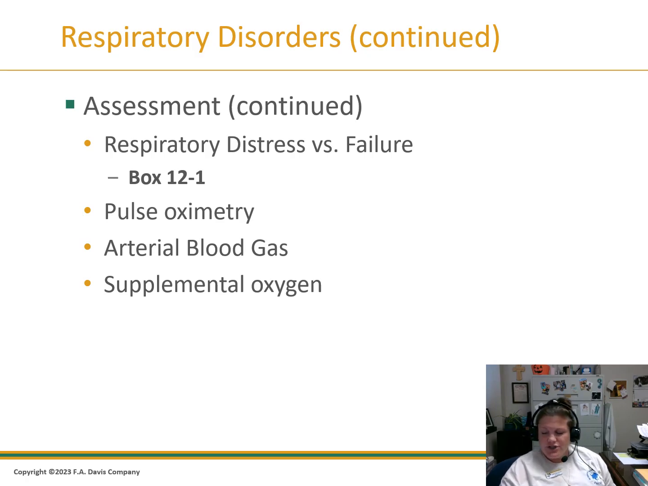I want to draw your attention to a box in the book on page 220. It's box 12.1, and it does a good job of listing out the indicators of respiratory distress and failure and kind of distinguishing the two. Remember, distress being less severe, failure leading to arrest. I think I might have said that backwards earlier, but respiratory failure is what precedes respiratory arrest. It's the more severe form of distress. But we've talked about what pretty much most of those interventions look like already.